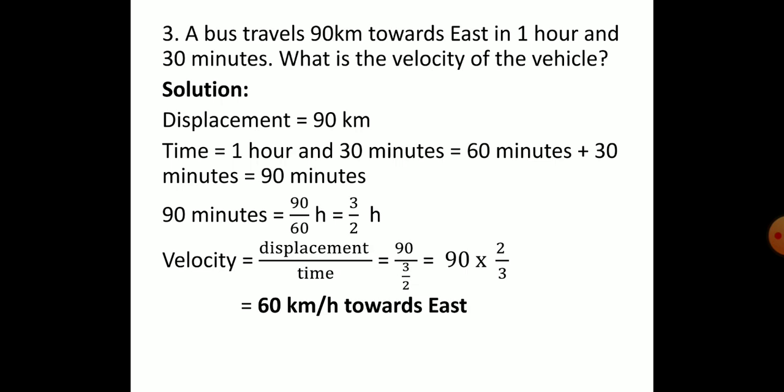Okay, what is it that they have given? 90 kilometers towards east. So the word east, that shows direction. North, west, north, south, east, west, all these are the directions. With this direction we can say the given 90 kilometers is going to be the displacement. It is not the distance. So I take displacement as 90 kilometers.